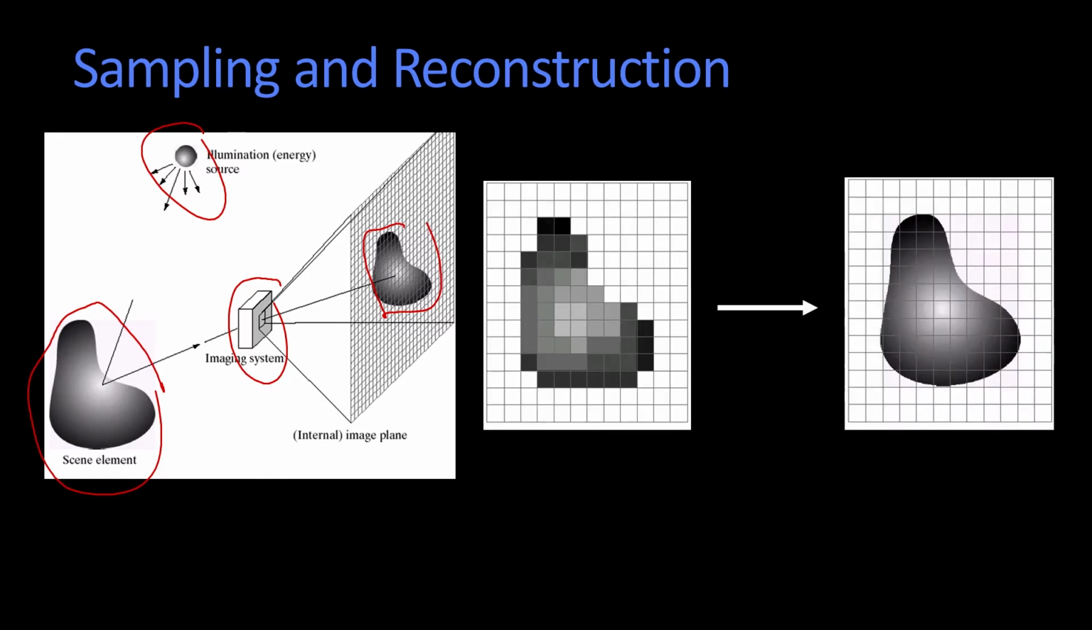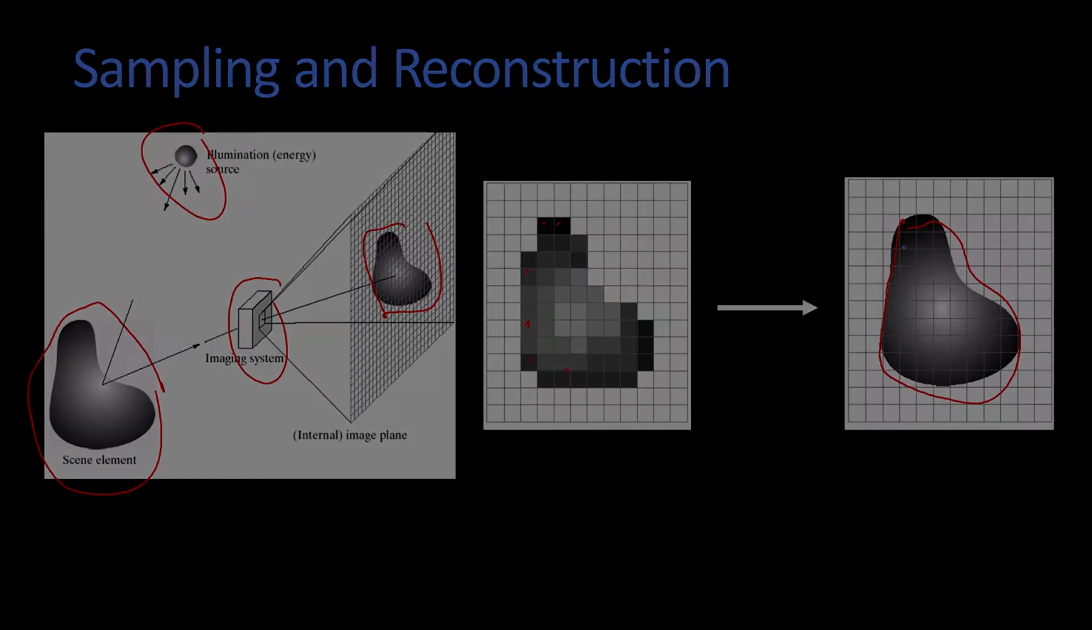And of course, what we'd like to do is take the captures from these discrete places and be able to reconstruct this nice smooth signal. That is, to know what that signal is. Let's talk a little bit about sampling.